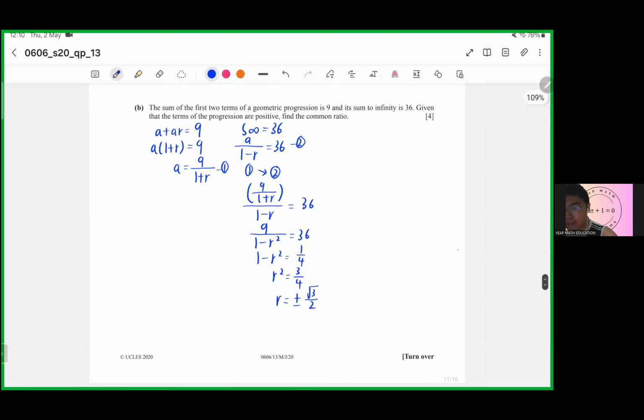Okay, now he says he wants it in positive form. So we take whichever one can make positive. It means we just take r equals to 3 over 2. Okay, not negative, because if we take negative, one term will be positive, the next term is negative. So it doesn't follow this question.